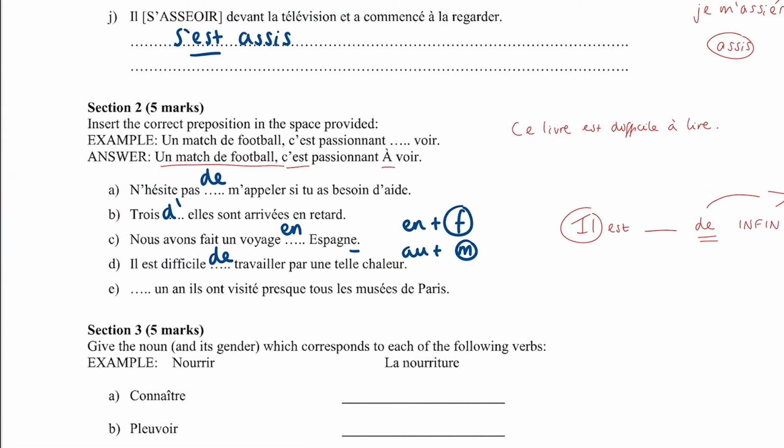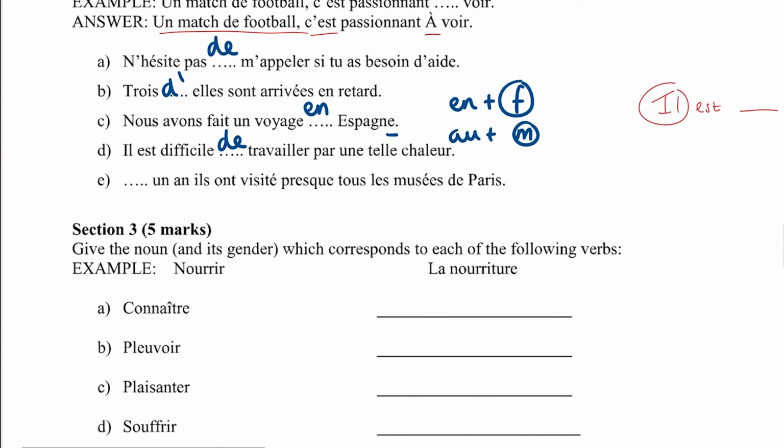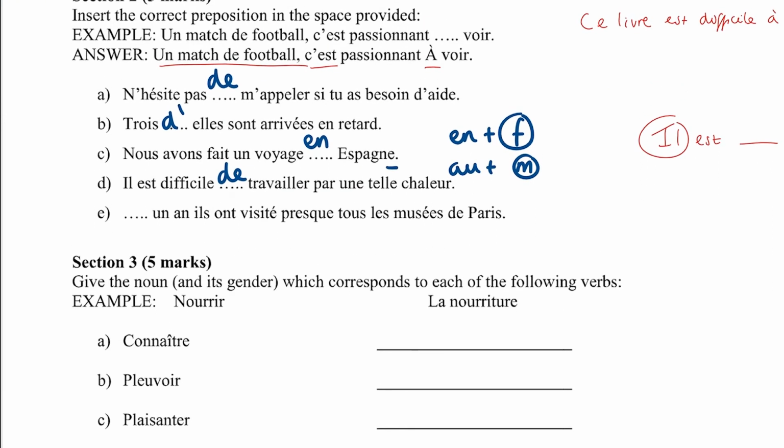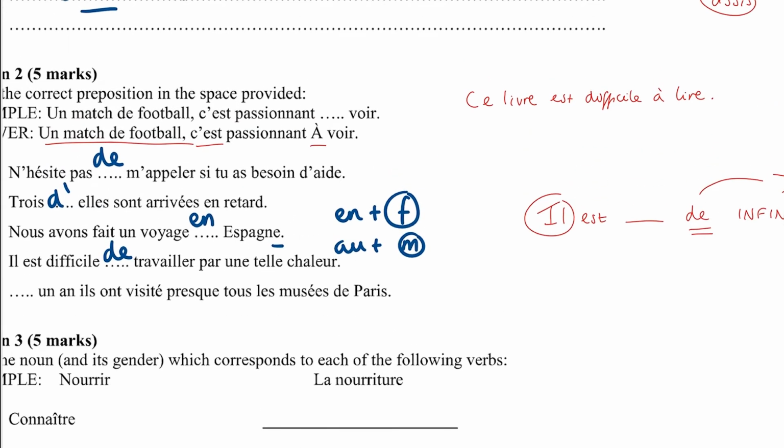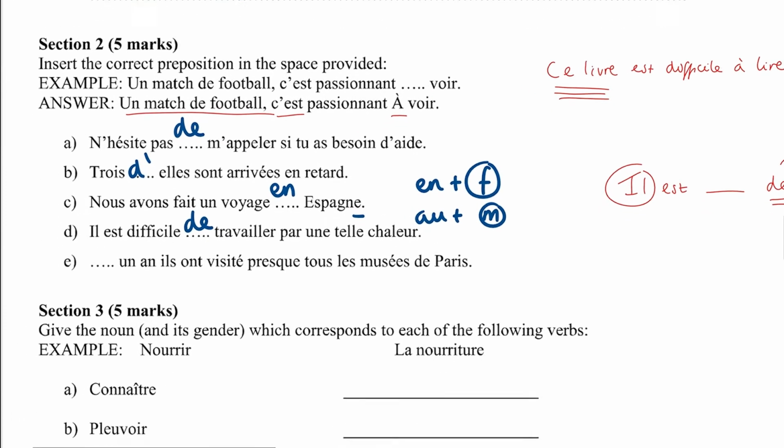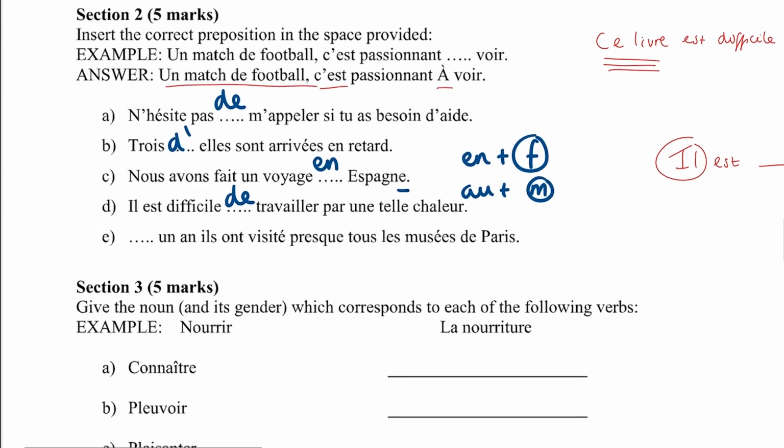But again, that's a bit of a weird explanation. Do leave a comment if you need some more explanation on that. But the main thing to remember is il est difficile de infinitive something. But if your thing is coming before, like here, ce livre est difficile à lire, because this isn't impersonal, you've got this kind of noun here.